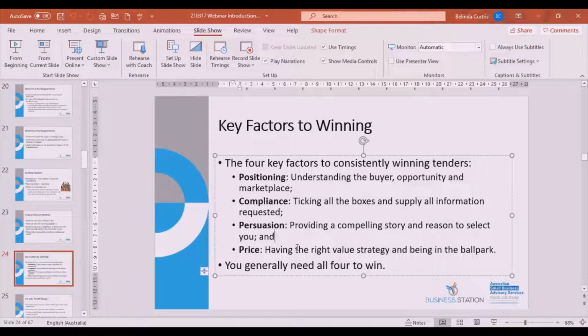So do your research. I mean, they're not going to tell you the price generally, or the budget. Some do. I have had tenders where, say, a local government has received a grant and they've specified what the contract value would be, but by and large, the price details aren't provided. You need to come up with a price, and then they will assess your price against the budget. So you generally need all 4 of those key factors to win a tender.